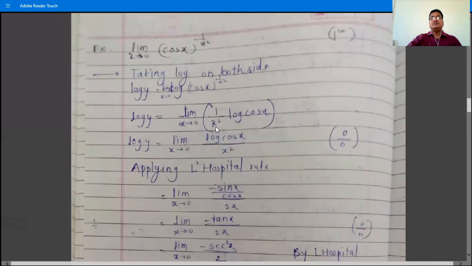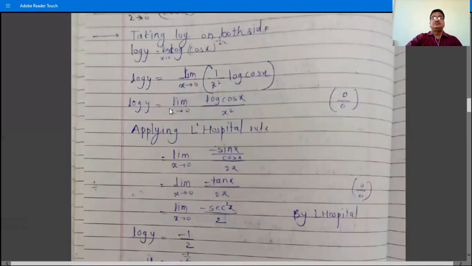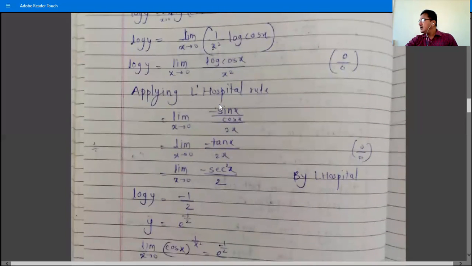Then limit x tends to 0, log a raised to m, so m log a, that is 1 by x square times log cos x. And then log cos x divided by x square. Its adjustment is what? 1 by x square multiplied means divided by x square. And then if you substitute x as 0, cos 0 is 1 and log 1 is 0, and 0 square is 0. So we have 0 by 0 form, and therefore apply L'Hospital rule. We can apply L'Hospital rule if there is 0 by 0 form or infinity by infinity form. Here we have 0 by 0 form.